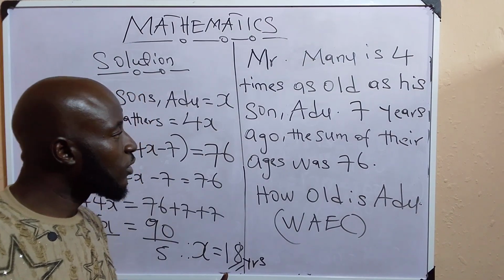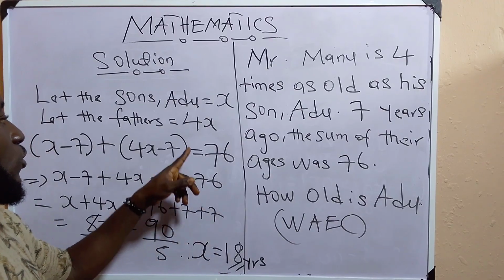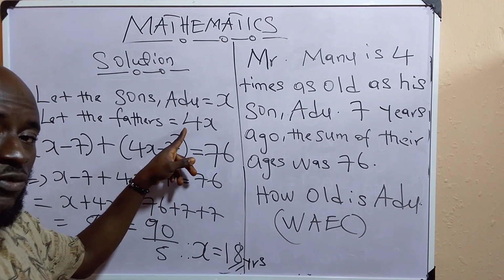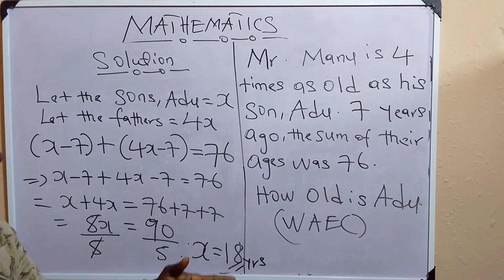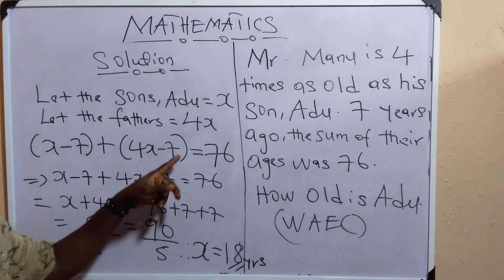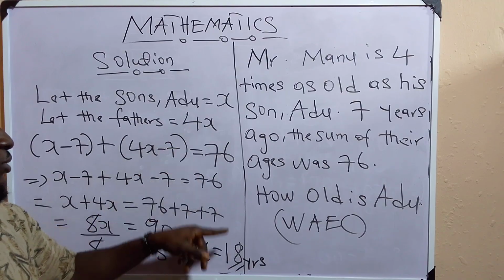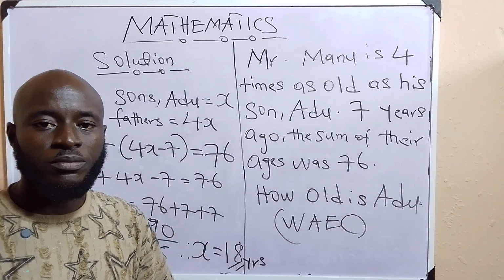If you are asked to find the father's age, of course, what you are going to do is multiply x by 4, that is 4x, which is the father's age. It was not given in the question, but if you come across it anywhere, you know that the father's age will be 4 times 18, which is the son's age. Are we happy? Thank you.